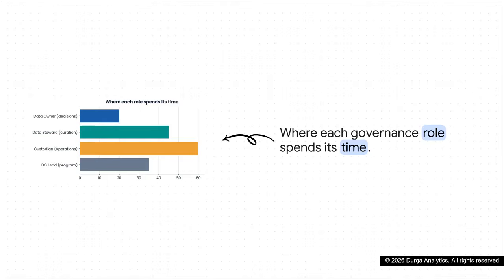When we actually look at where these different roles spend their working hours, a really clear, fascinating dynamic emerges. The data owner actually spends very little time on daily tactical data tasks, but their time is spent making crucial, high-stakes decisions and, most importantly, securing funding. Meanwhile, the custodians and the stewards spend the vast majority of their time doing the heavy lifting, the hands-on curation and operations. Accountability doesn't actually require a massive time commitment. What it requires is authority.